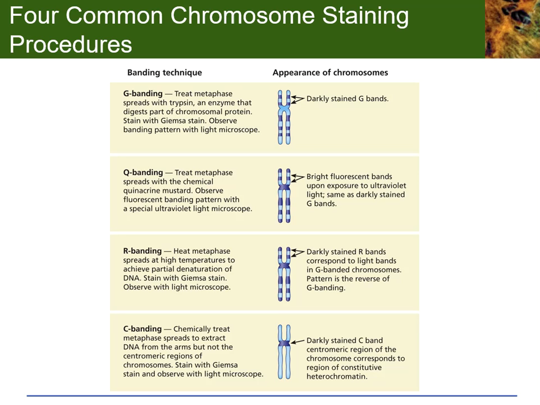And then C banding, you're going to chemically treat metaphase spreads to extract DNA from the arms but not the centromeric regions of the chromosomes. You're going to stain again with Giemsa and observe with a light microscope. So you'll see the centromeric region of the constitutive heterochromatin.